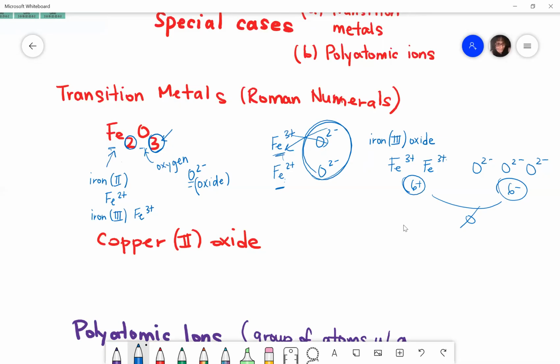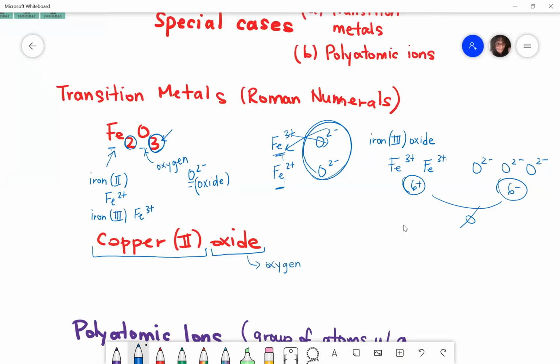Now we have copper 2 oxide, same idea. This time I gave you the name of your compound here. You're going to go to your periodic table. Remember that this portion of the transition element already tells you which copper you have. Oxide is oxygen.